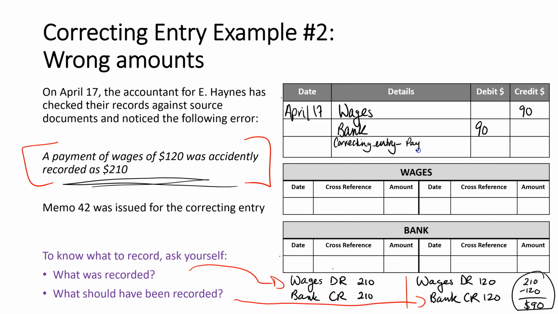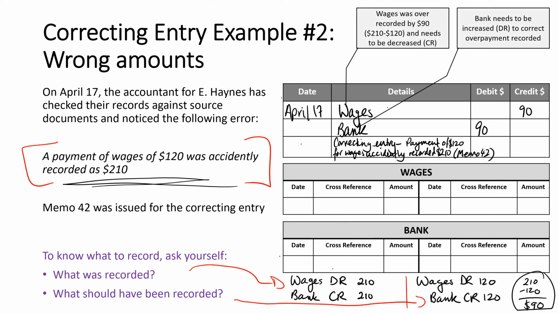So payment of $120 for wages accidentally recorded $210. And I always need to put my memo in there, so memo 42 was the one that's been issued here.